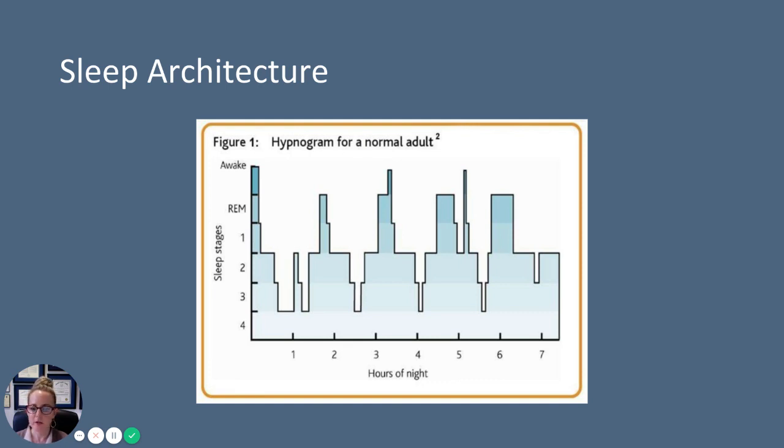Now, this would look different for everybody. This would look different from night to night. But again, the sleep architecture can really hold some clues for us about if your sleep is normal or if you're having problems with sleep.